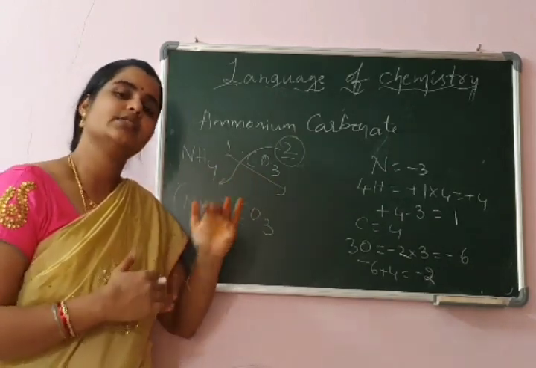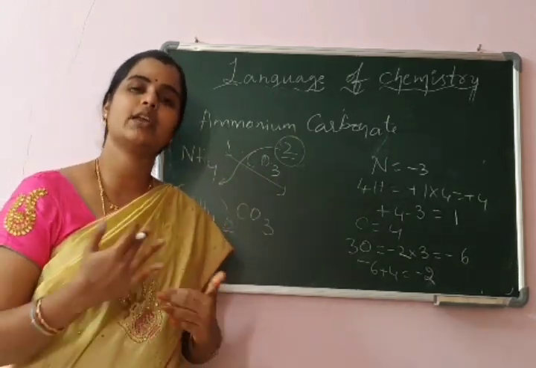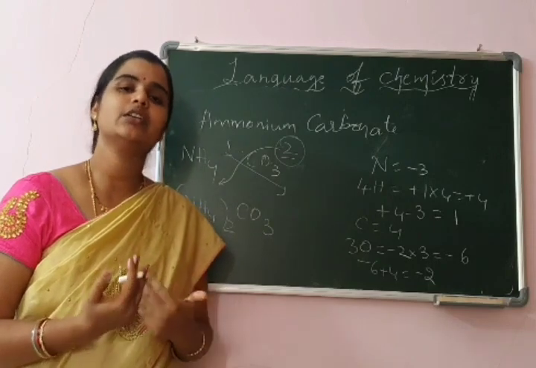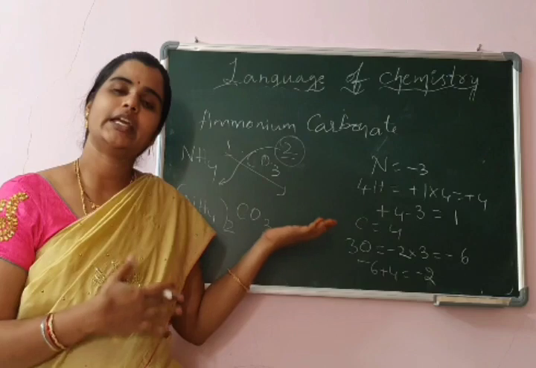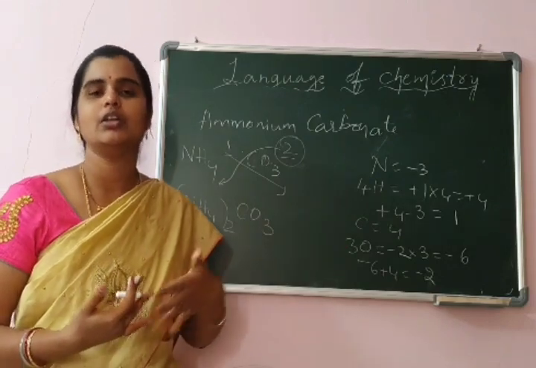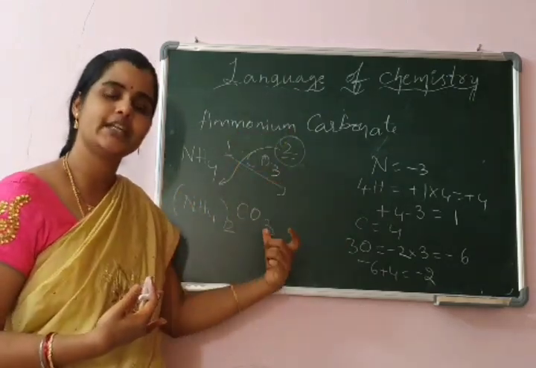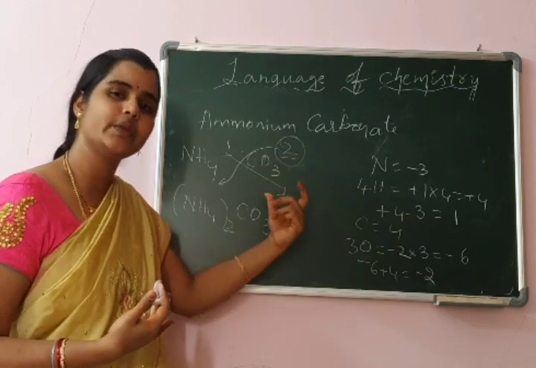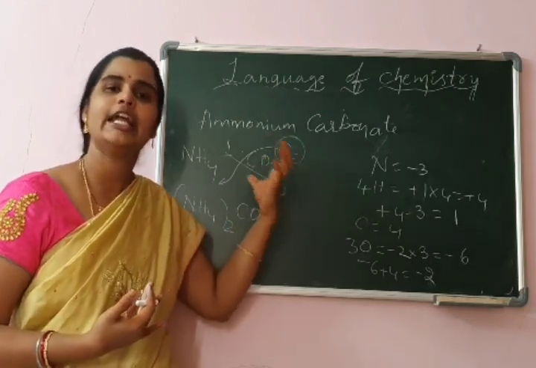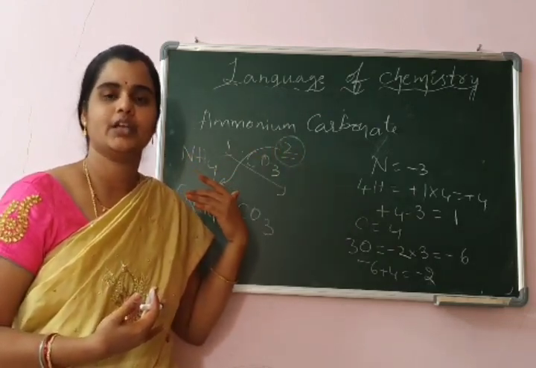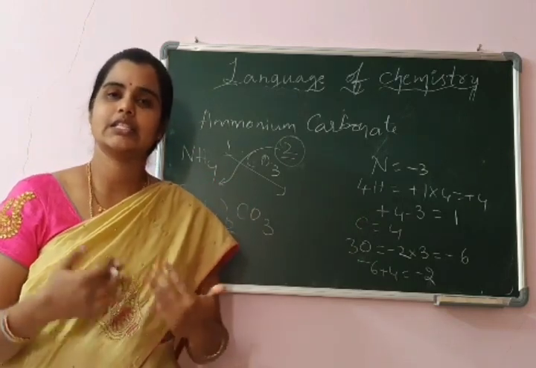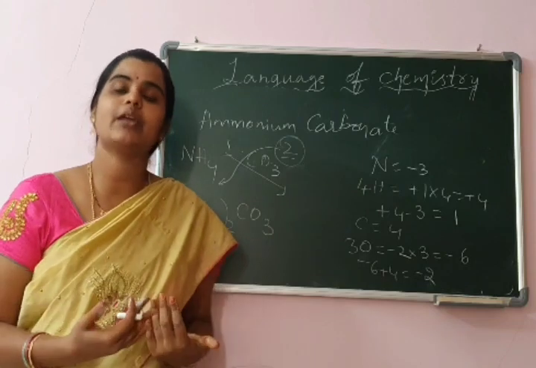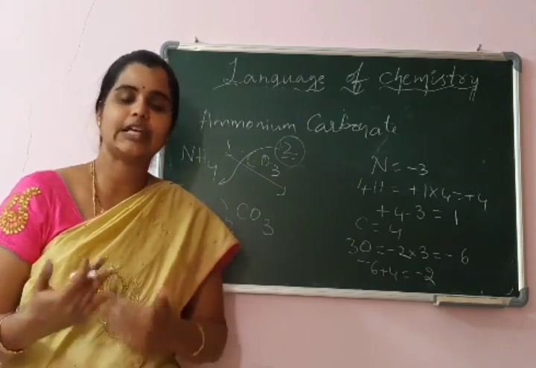So this is how to write the chemical formula for the given molecule. Okay. So it is nothing but the symbolic representation of the molecule. So by using this crisscross method and by following the steps in the crisscross method, you can write the chemical formula for any molecule. So in the next class, we will discuss naming certain compounds, how to name some compounds.